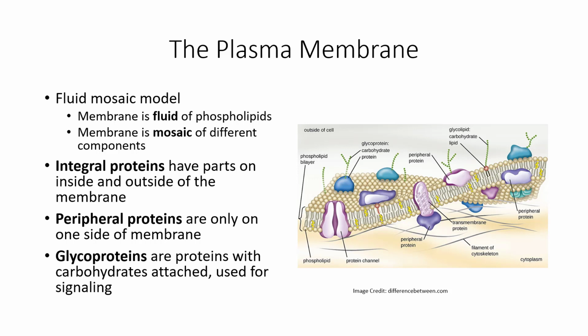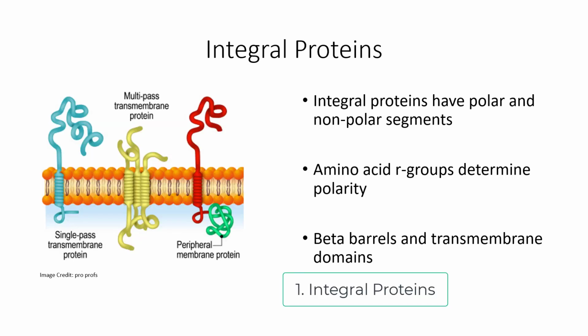These are such things as the ABO blood groups, which are carbohydrate signals on the end of a glycoprotein. Let's look a little more at integral proteins. Integral proteins have polar and nonpolar segments. What this means is the nonpolar segments can be interacting with the lipid tails of the phospholipids, and the polar segments can be interacting with the polar heads of the phospholipids and the waters inside and outside of the cells.